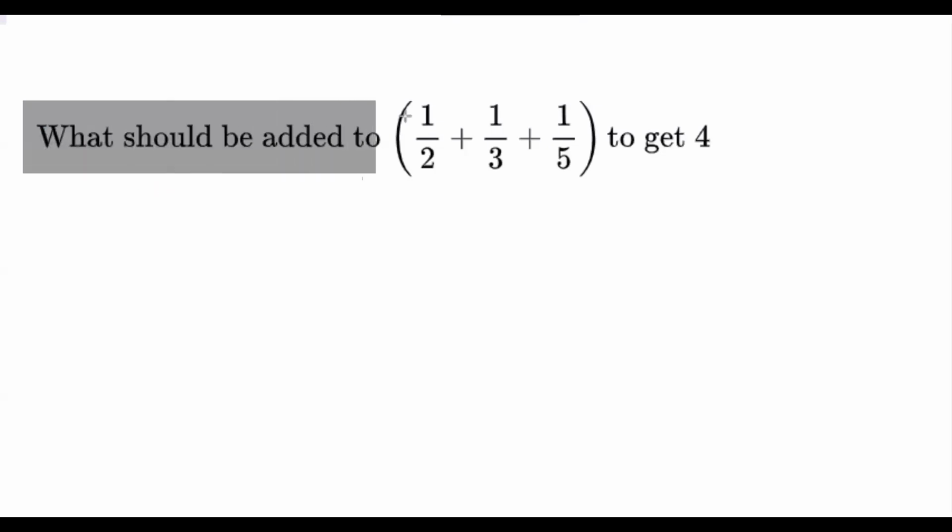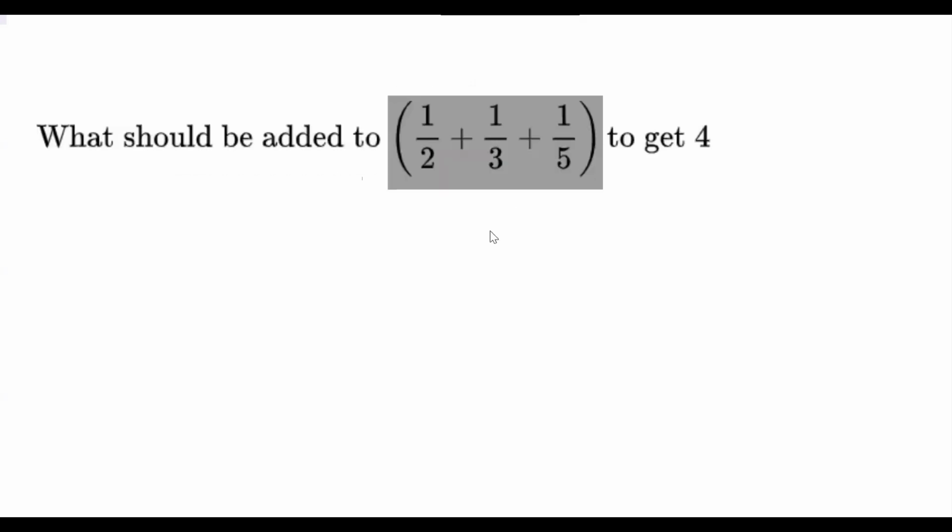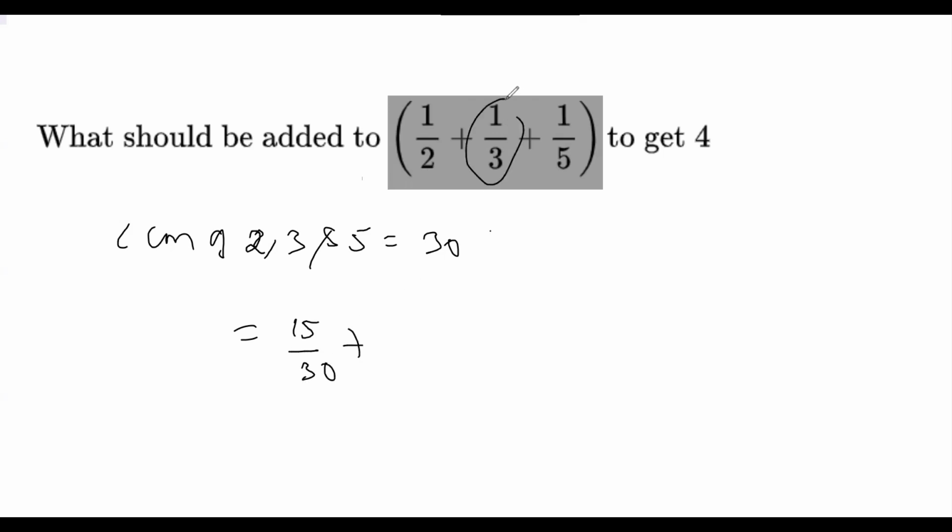Here the question is, what should be added to this to get 4? So the first thing we are going to do is simplify this to get a single rational number. For that we have to take the LCM, and the LCM of 2, 3 and 5 is what? It is 20. Oh, sorry, it's not 20. These are three prime numbers, they are co-prime, so it will be 30. Now I'm going to simplify this, and for that I'll be multiplying this with 15 to make it 15 over 30. I have to make 30 the denominator, so we'll be multiplying with 10, so it's 10 over 30.